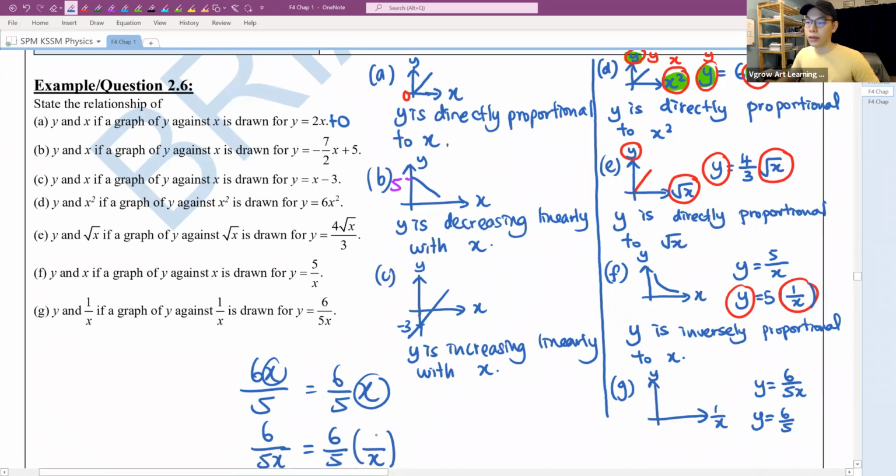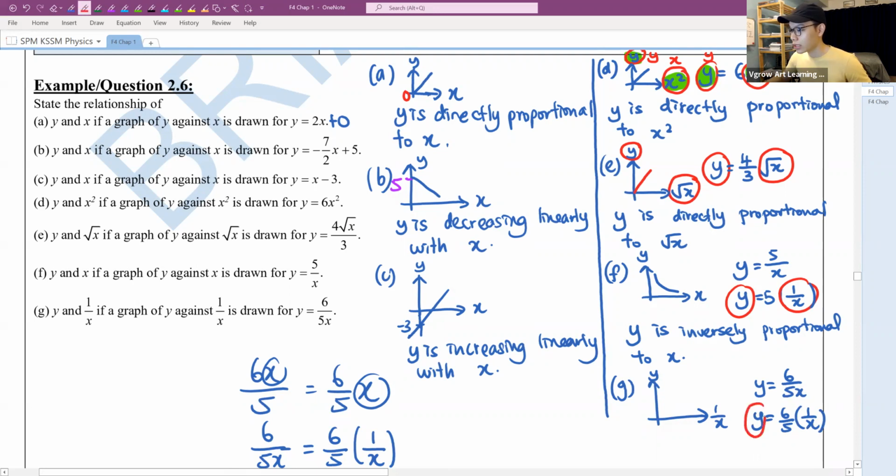Okay, but on top, we don't write anything, right? We'll put a 1. Because 1 times 6 is still 6. I didn't change the question, you see? Then 5 times x is still 5x. Okay, so you need to know how to separate like this first. 6 over 5, 1 over x. Then it's the same thing as D and E.